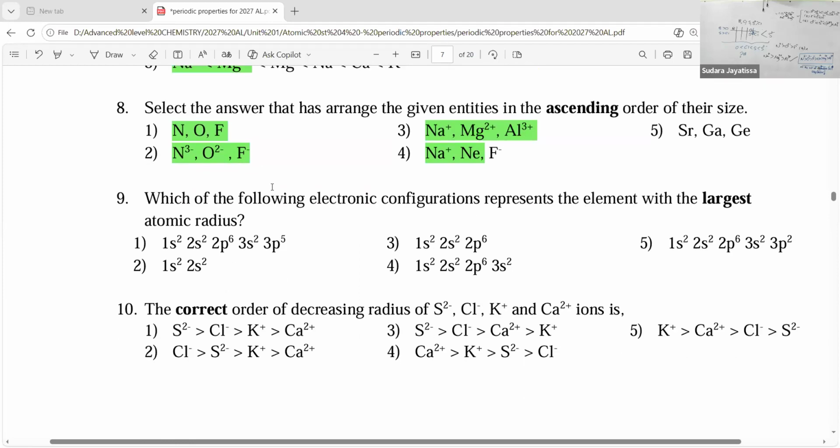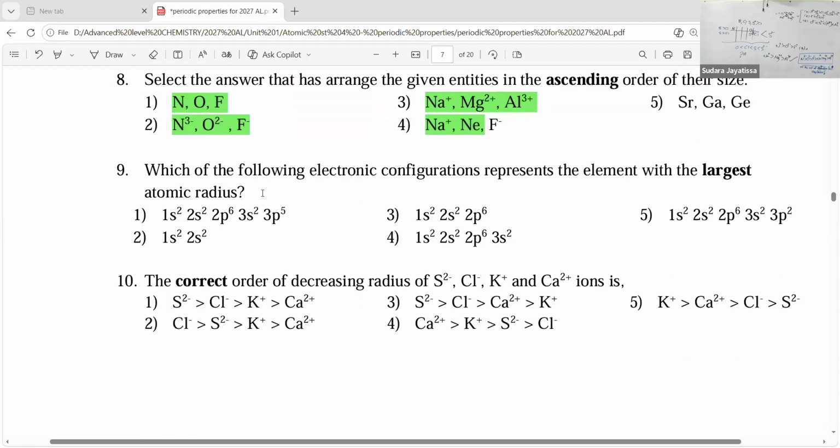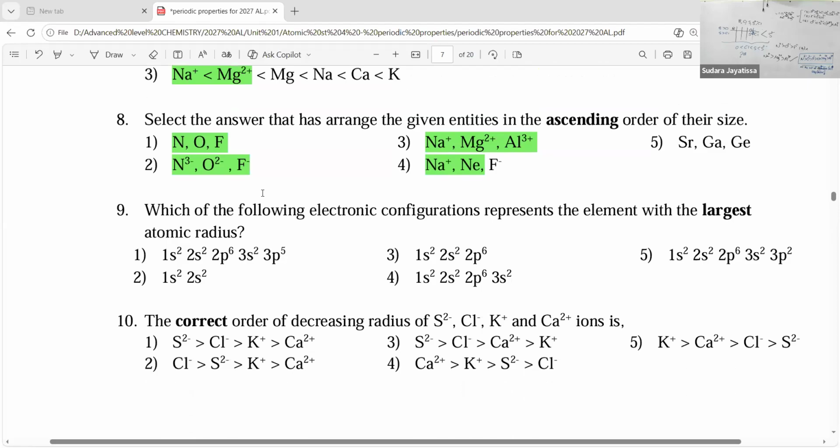Okay, now question number 9. Which of the following electronic configurations represents the element with the largest atomic radius? Now, electronic configuration and periodic properties are both connected here. You remember electronic configuration was connected with quantum numbers. This is also connected to periodic radius. So, what do you think? Which one has the largest?